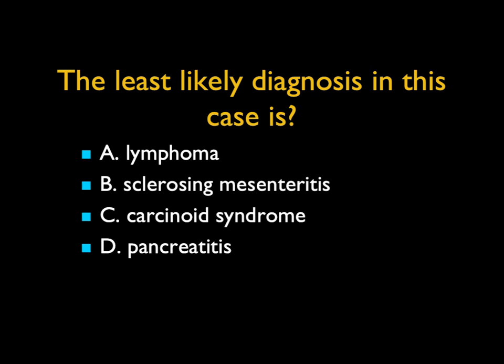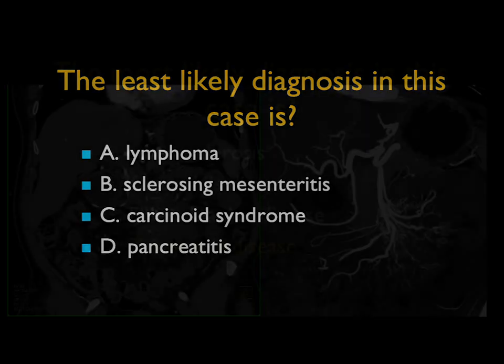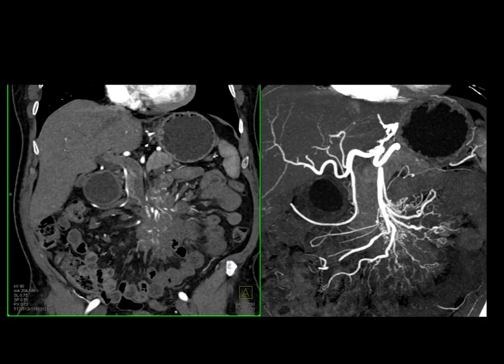This is a great case, and I asked you what the least likely diagnosis is. Well, let's look at the images. We see a mass infiltrating the mesentery. It looks like it encases the vessels. There's some neovascularity and maybe some calcification. If you ask me what the best diagnosis here is, I would say probably sclerosing mesenteritis, which indeed this was.